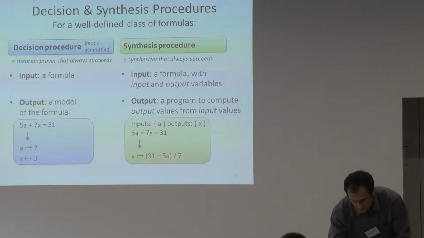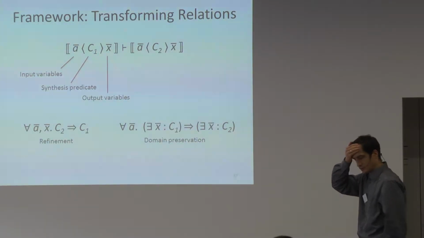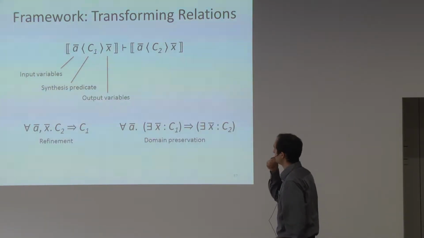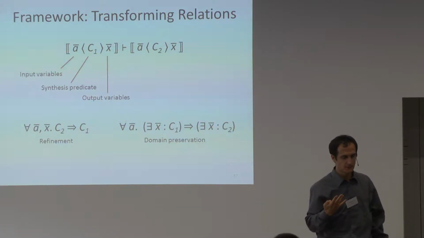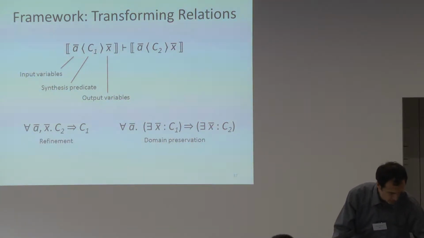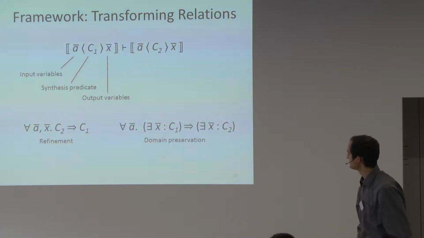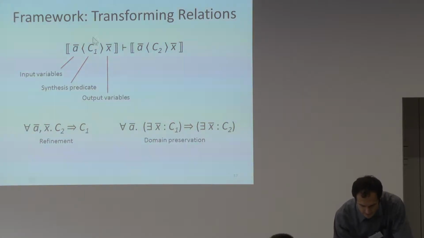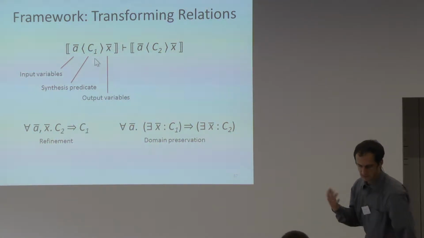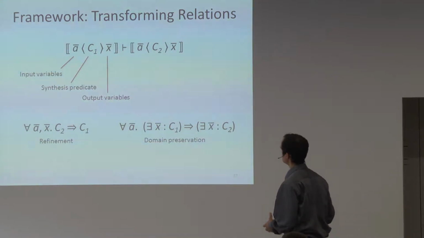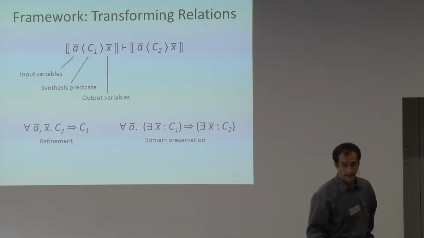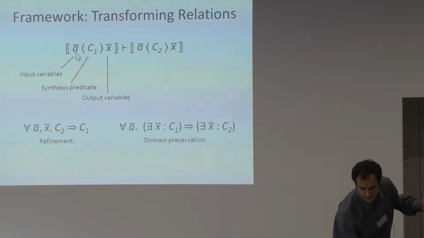And you can also think of it as a parametric decision procedure. So in terms of the framework that we use in order to describe these different steps, it's similar to frameworks for describing, let's say, decision procedures. These brackets here are just syntactic notation. What we have is some synthesis predicate. This is the constraint, so this is a formula. And we indicate explicitly the input variables and output variables.